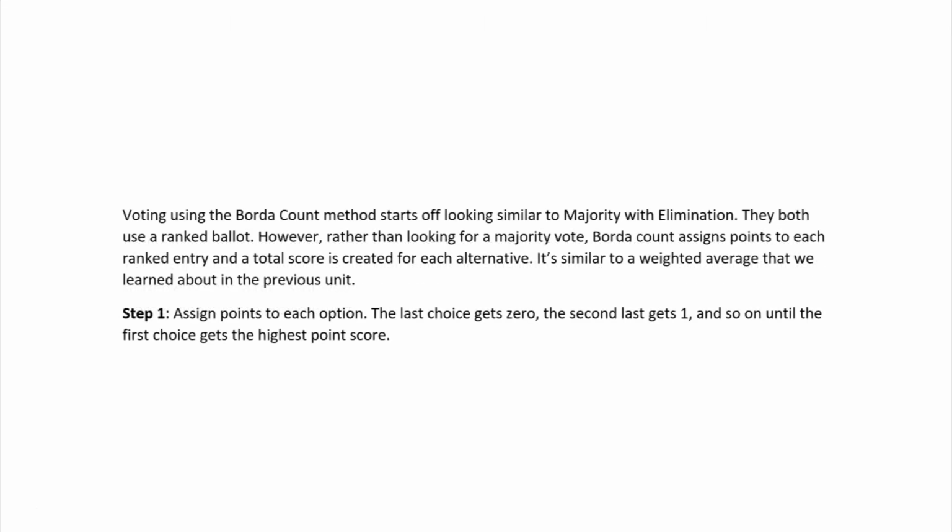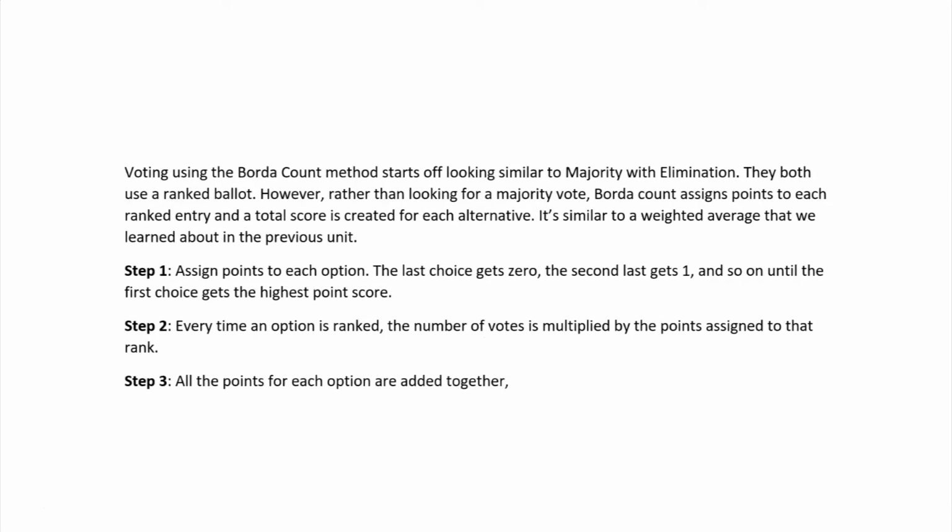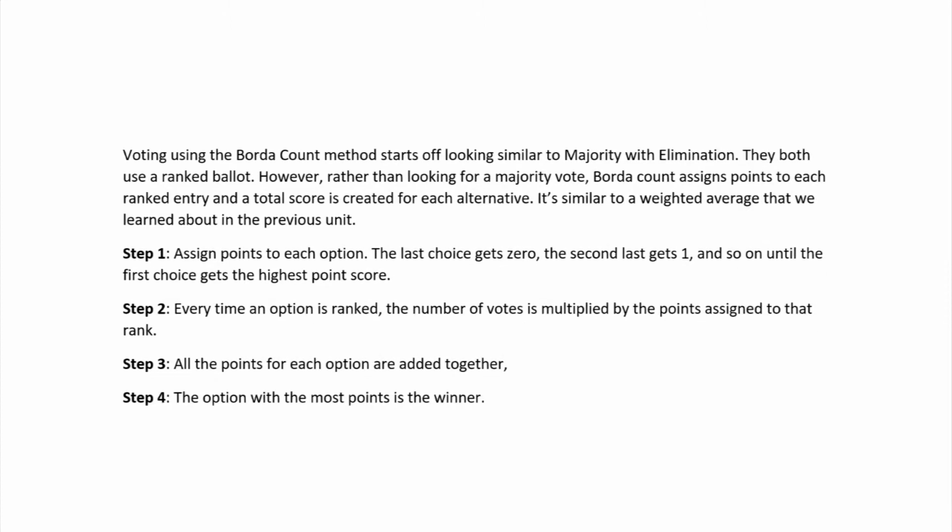Step 1 is to assign points to each option. The last choice gets 0, the second last gets 1, and so on until the first choice gets the highest point score. Every time an option is ranked, the number of votes is multiplied by the points assigned to that rank. All the points for each option are added together, and the option with the most points is the winner.